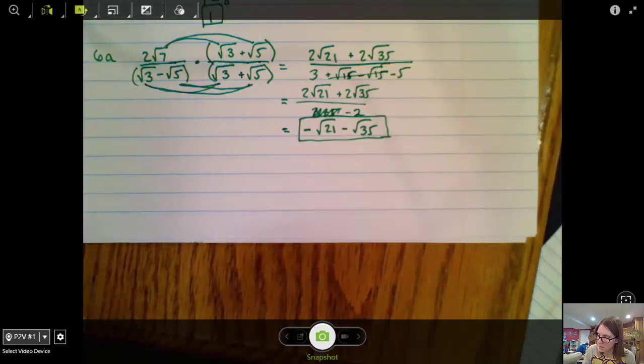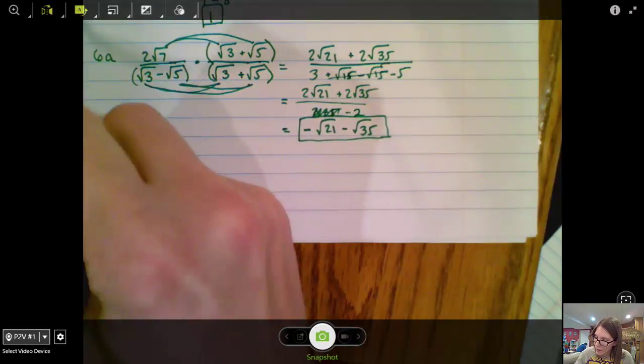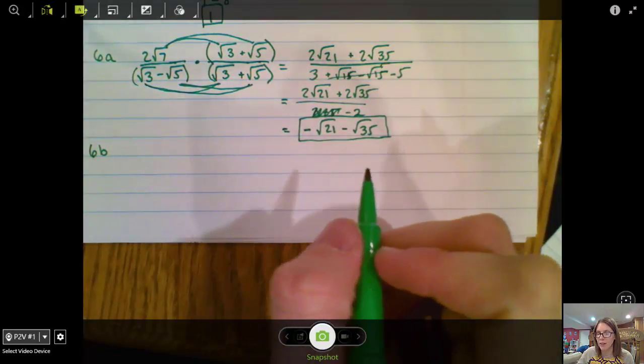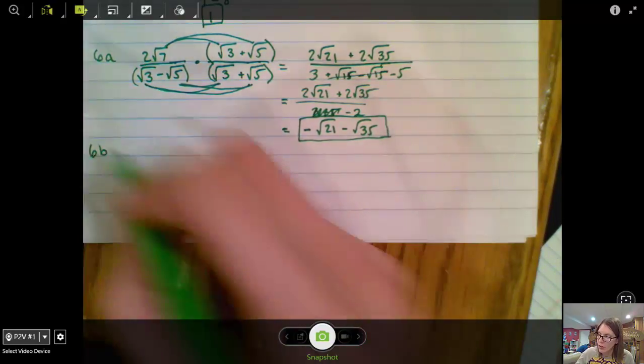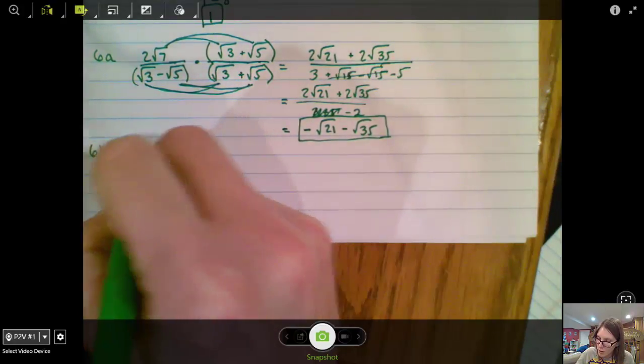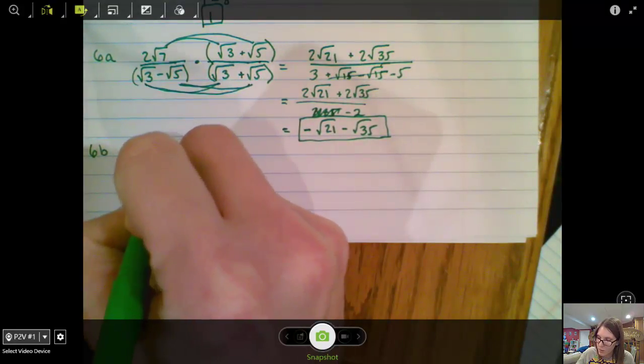One last problem, similar to 6a that we just did. This one's a good one, especially if you're like, I kind of have an idea what's going on, but not entirely. Let's do 1 minus the square root of 8 over 2 minus the square root of 8.